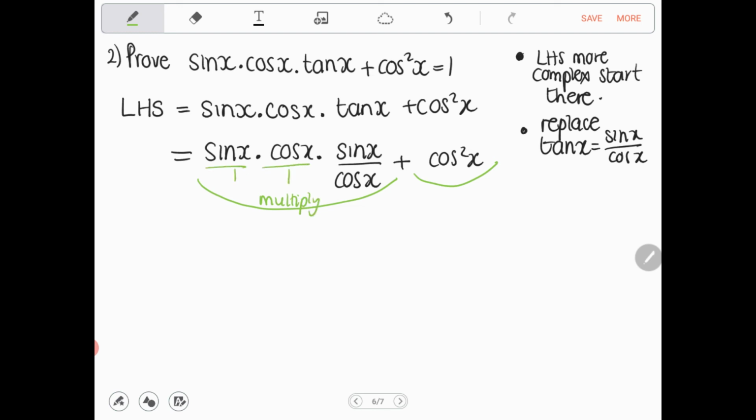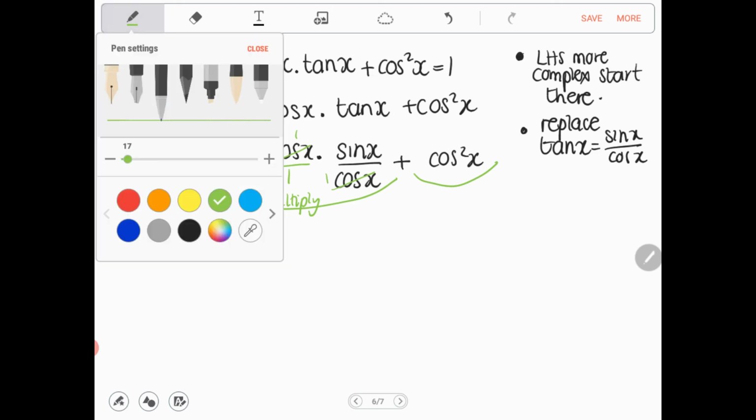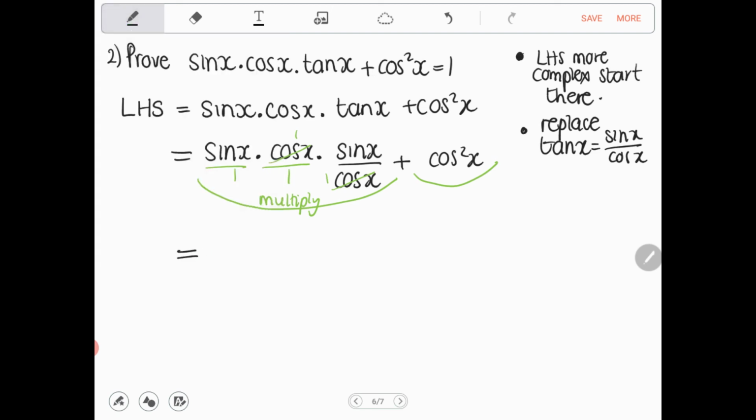All right, so those get denominators of 1. And then at the top, you'd have sine x, cos x, sine x. At the bottom, you'd just have cos x. And again, this cos x at the top may cancel with that cos x at the bottom because it would be 1 term over 1 term. So that's going to give me sine x times sine x plus cos squared x.